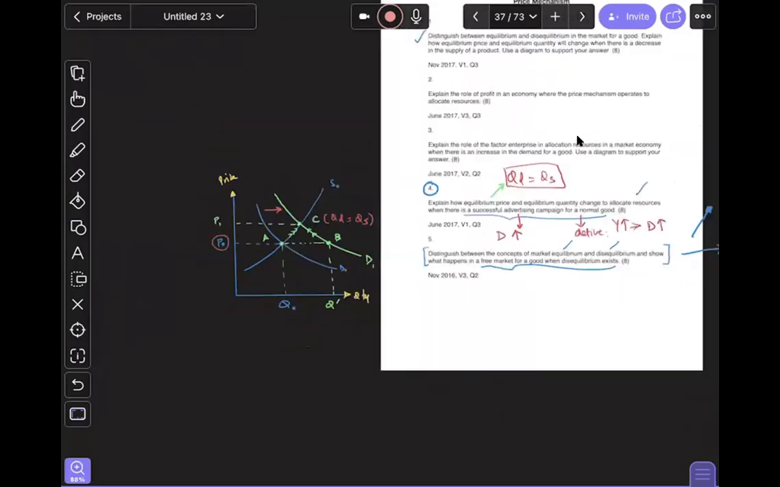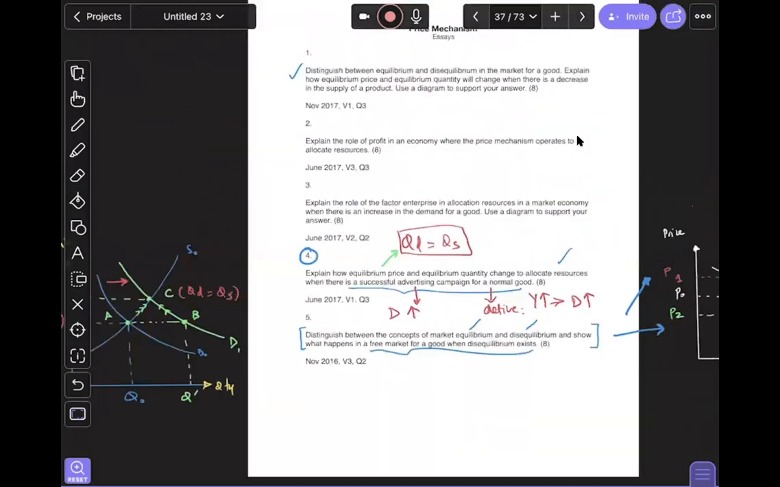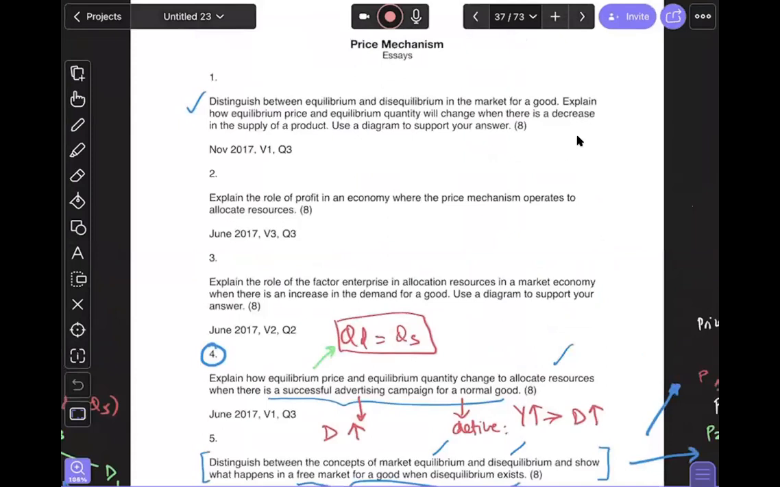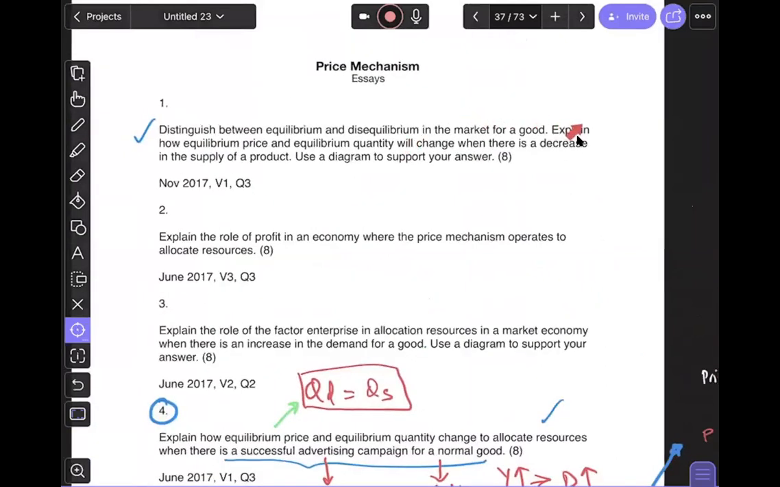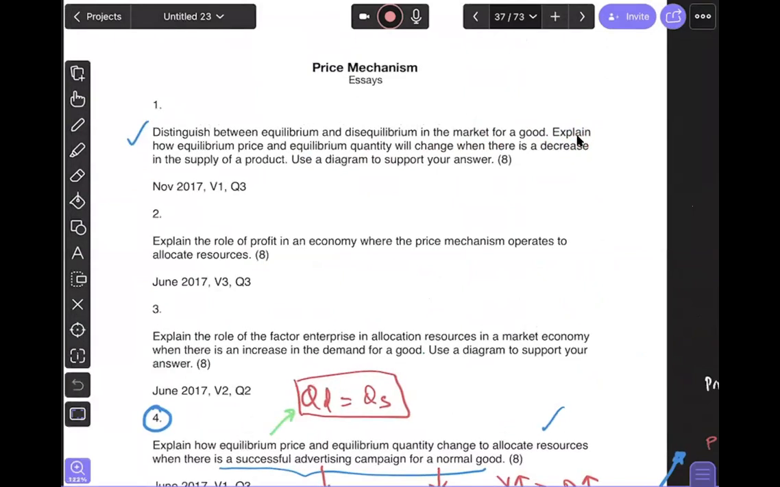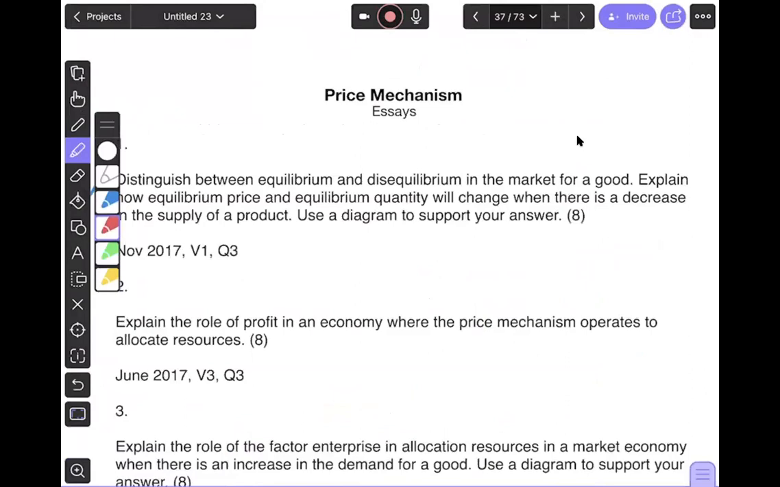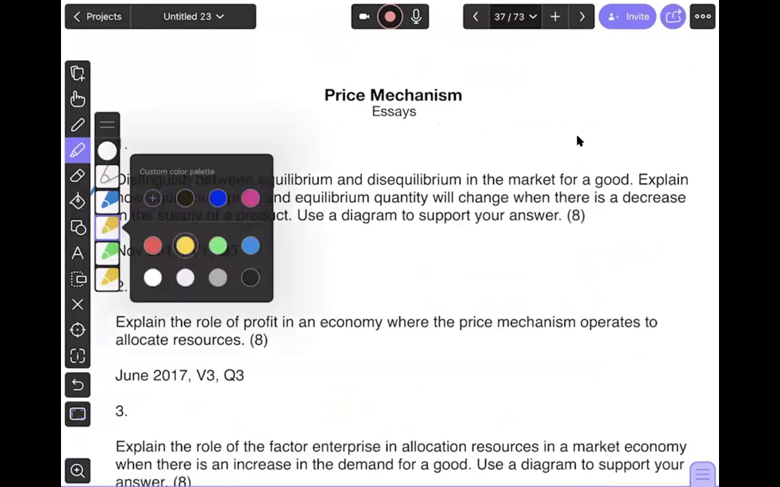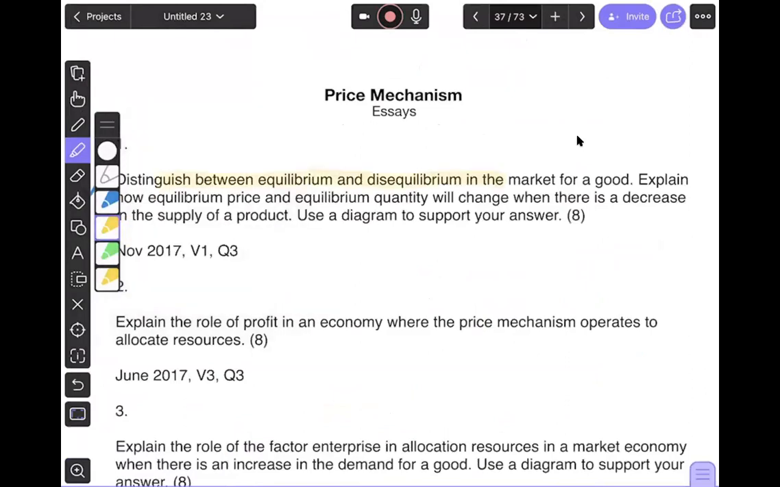Okay, sometimes the question is pretty structured, like let's look at this one. Distinguish between equilibrium and disequilibrium in the market for a good. Explain how the equilibrium price will change if there's a decrease in supply. The first part of the question is exactly what we discussed so far, so there's no change whatsoever. But then what happens if there's a decrease in supply?